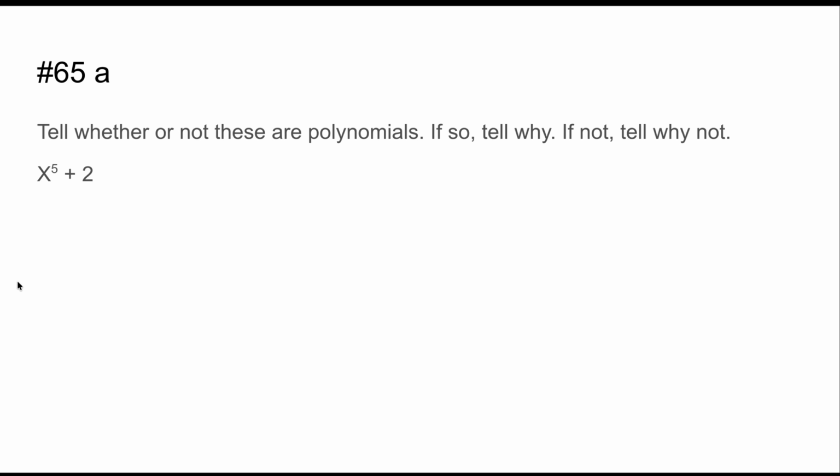Tell whether or not these are polynomials. If so, tell why, and if not, tell why not. So, is this a polynomial? Yes, because it only adds or subtracts or multiplies. This one is adding and multiplying this x.